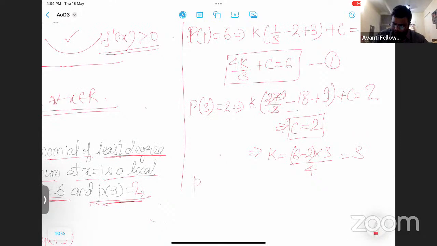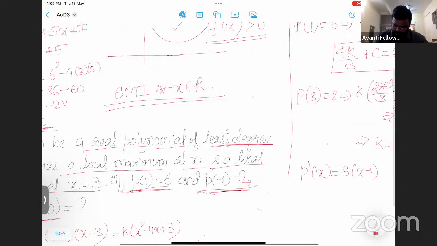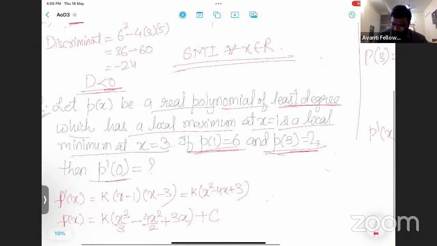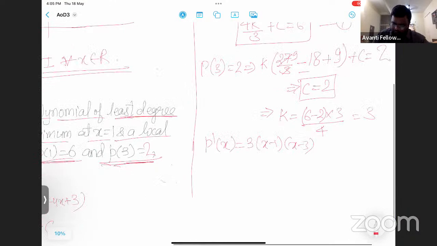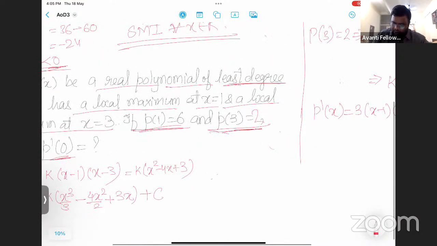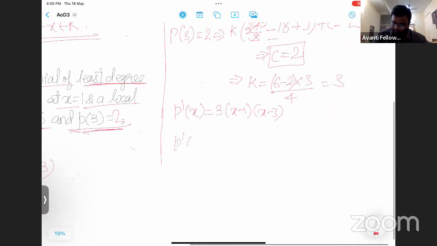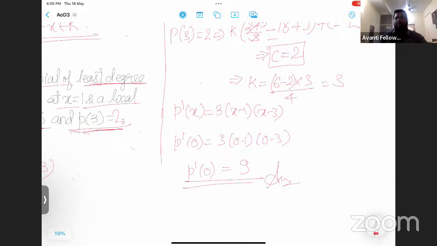So p dash x is what, 3 times (x minus 1) and (x minus 3). And we have what value we are asked? We are asked p dash of 0. So p dash of 0 is what? P dash of 0 is 3 times (0 minus 1)(0 minus 3), minus minus gets converted to plus 1, and 3 into 3 is 9. So p dash of 0 is equal to 9. This is our answer.